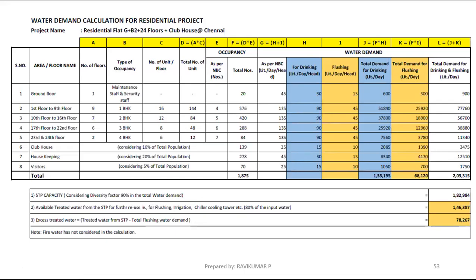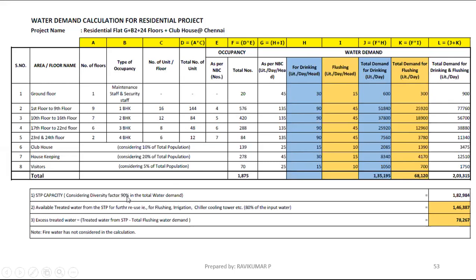If you want to ask any doubt, there is a separate time. You can't ask in between, you disturb the other people also. So at the end of the session, you can ask any doubt. No problem. STP means sewage treatment plant only.